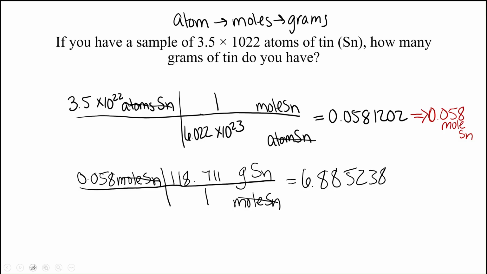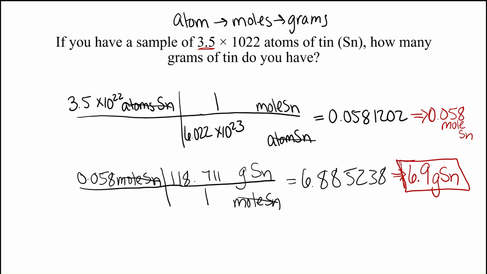So again, it is our job as the scientist to consider sig figs because our calculator doesn't. So again, we go to that original value. We're limited to 2 significant figures. So if I were to round this up, I could report 6.9, and that is grams of tin.